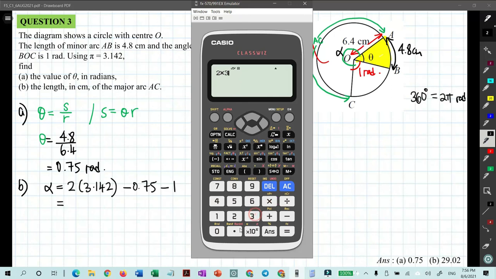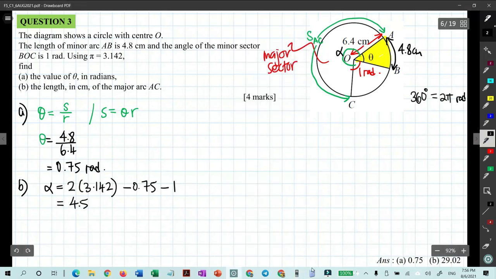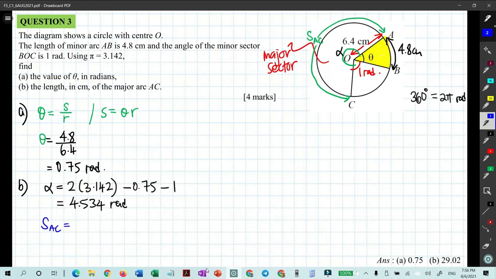So let's find the value of the alpha. 2 times 3.142 minus 0.75 minus 1. And we get 4.543. And finally, to find the length of arc AC, we take the angle 4.543 and multiply it with the radius.